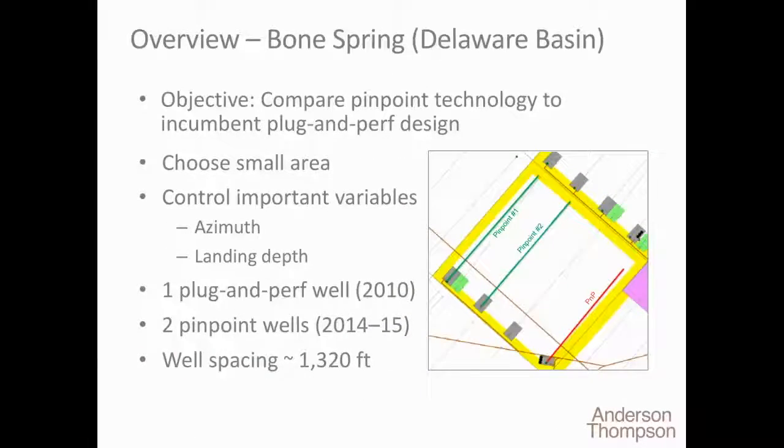We studied the 1 plug and perf well in red in the bottom, and the 2 pinpoint wells that came on stream a few years later, in the upper left-hand part of the section. The well spacing was 4 wells per section in this case.